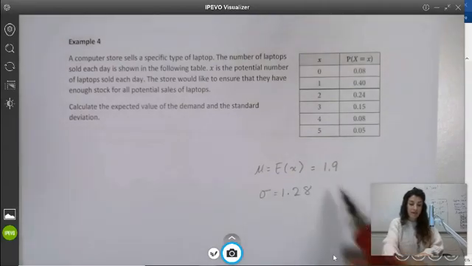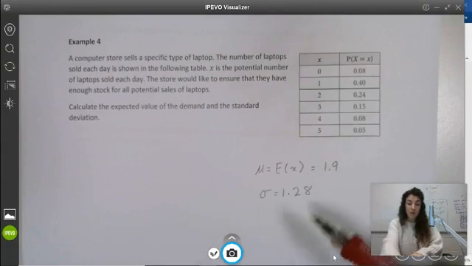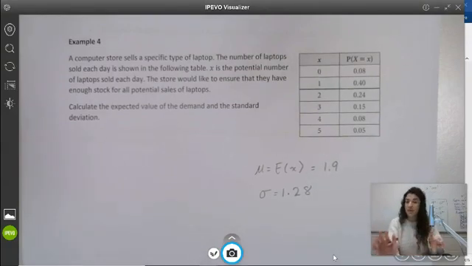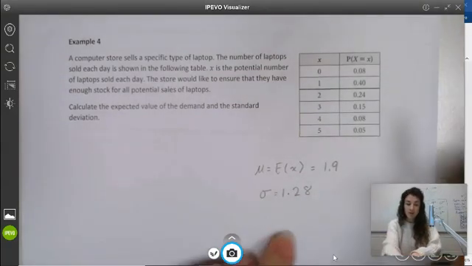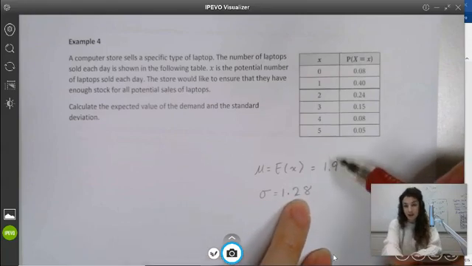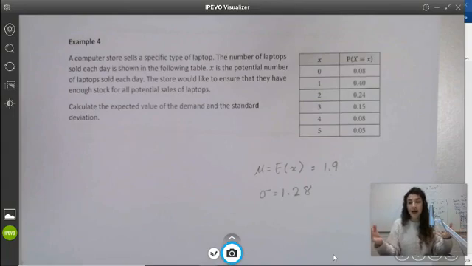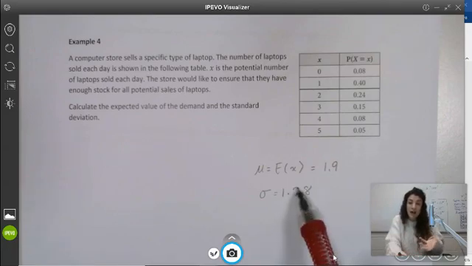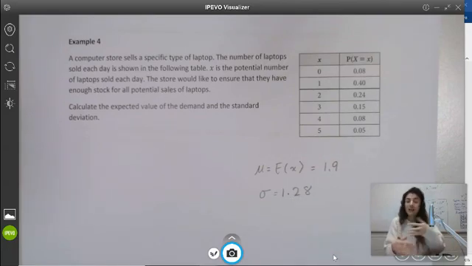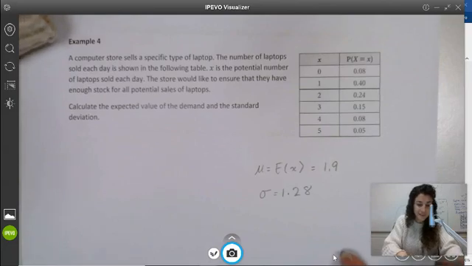Which means I should expect to have about 2 laptops sold per day, maybe 1, maybe 3, but that's kind of the information that you can take from there. About 2, because this is about 2. 1.28 is our standard deviation, which means the average of the distance of these values from the mean is telling me that I'll normally sell 2, but maybe subtract about 1 or add about 1, so maybe 1, 2, or 3 per day, which makes sense.